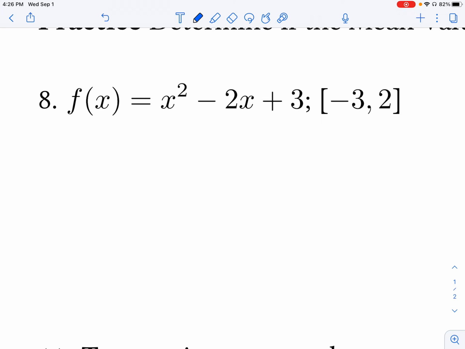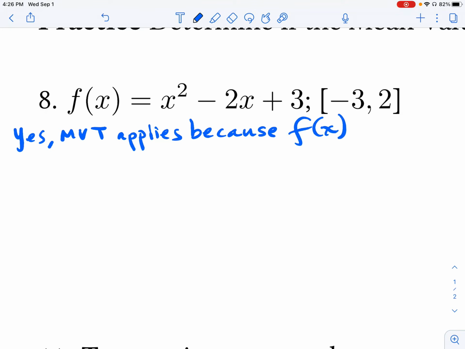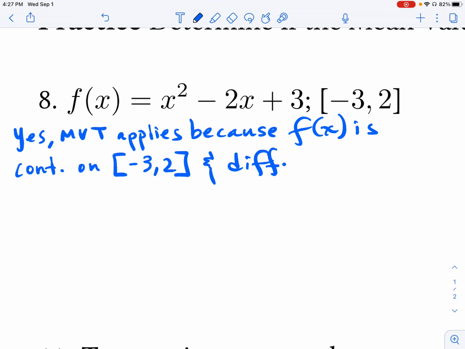First off, let's look at this function and the interval and ask ourselves whether or not the mean value theorem applies. And the answer is yes. The mean value theorem applies. And let's make sure we understand why and write down why. Because f of x is continuous on the closed interval -3, 2, and differentiable on the open interval -3, 2.